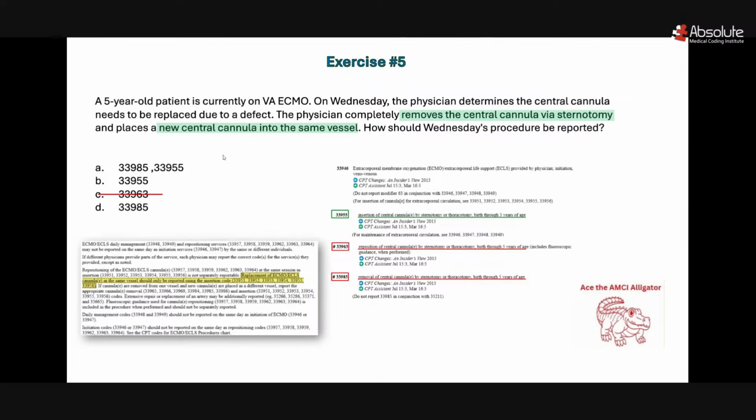So over here, the cannula was removed from the same vessel and the new cannula was inserted into the same vessel, or both happened in one single vessel, not two different vessels. So we can only code for the insertion code, and that makes option B the correct one. There you go. I can see a few B's right now in the chat.